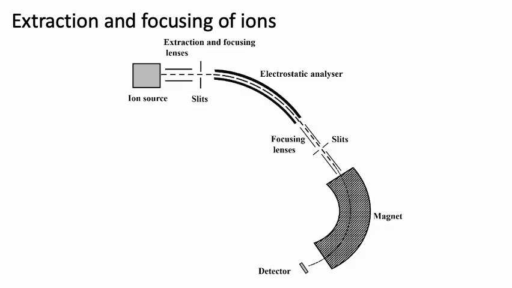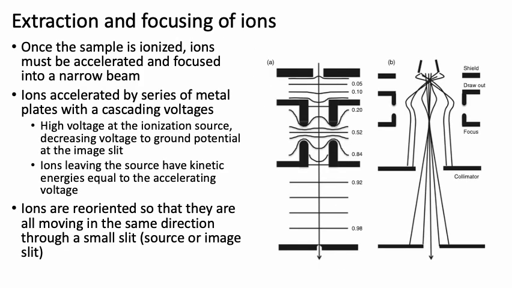So first, I'll talk about the extraction and focusing of ions. Once the sample is ionized in some way, the ions have to be accelerated and focused into a narrow beam. This is usually done by using a series of metal plates with cascading voltages. Here are two pictures of the same apparatus, but a slightly different way of looking at it. These big black bars are the cross sections of the metal plates to which different voltages are applied, and the thin lines show the electric field generated between the plates.